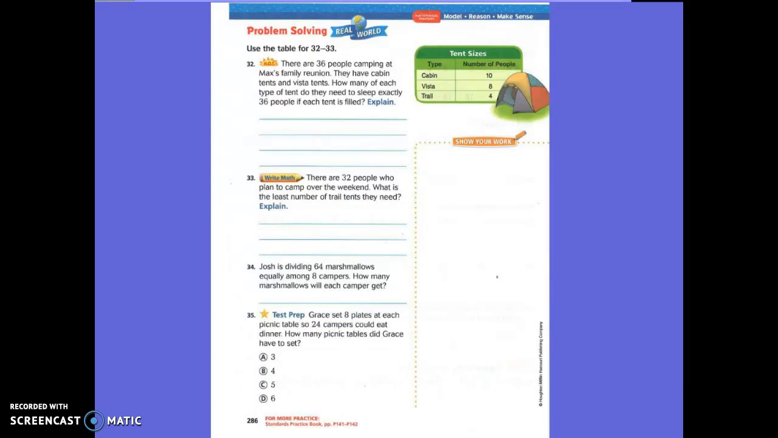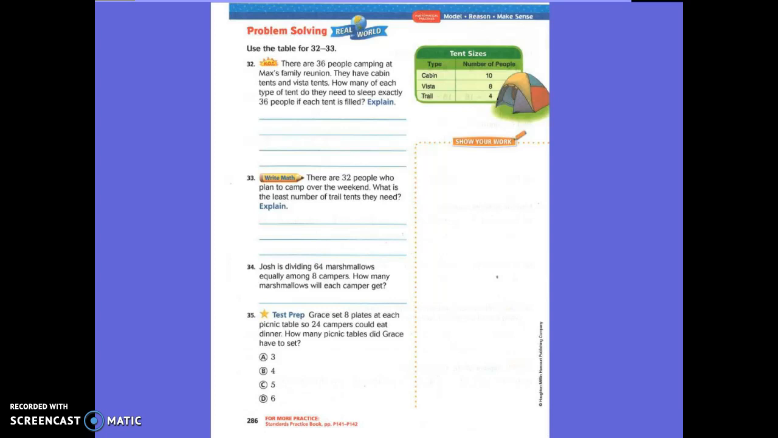Okay, number 32, read the problem. There are 36 people camping at Max's family reunion. They have cabin tents and vista tents. How many of each type of tent do they need to sleep exactly 36 people if each tent is filled? Explain.